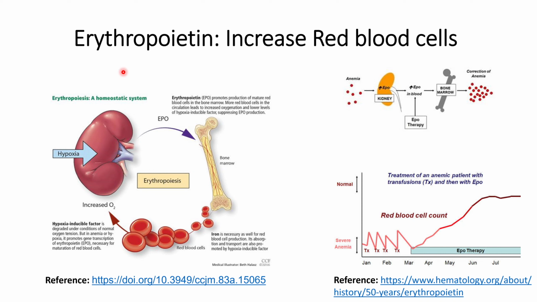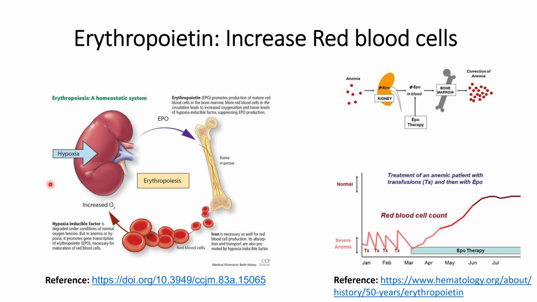In this video, we will discuss erythropoietin. Erythropoietin is the drug, or we can say hormone, responsible for increasing red blood cells within the body. So let us understand how this erythropoietin works in normal human beings.